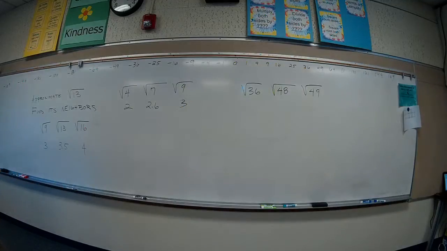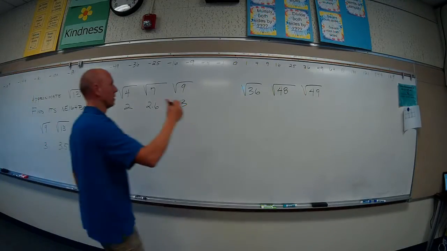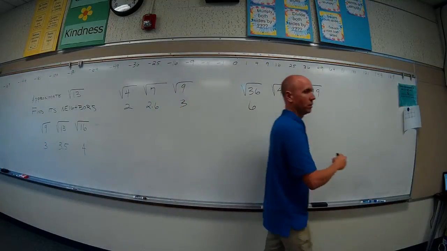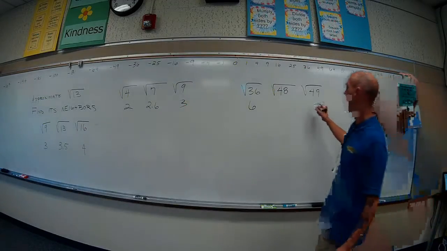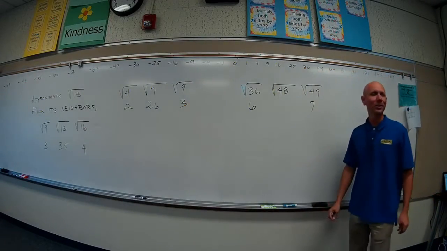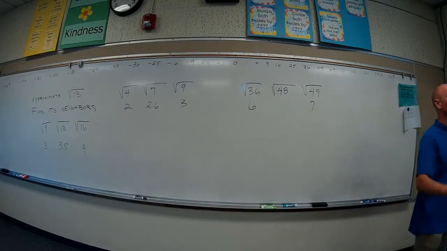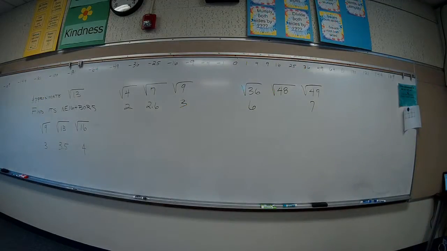Have you met square root of 36? Yeah. What is square root of 36? 6. Have you met square root of 49? What is square root of 49? 7. Now 48. Talk to your neighbor. Who's he close to? Because he's really close to his neighbor, isn't he?